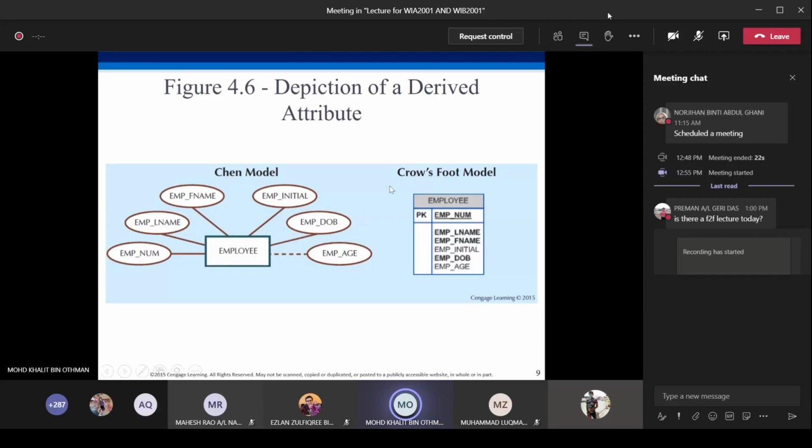But for the Crow's Foot model, there is no way of distinguishing a derived attribute from the other attributes. So only in the Chen model can we see the difference between a derived attribute and other attributes, where a derived attribute is indicated by a dashed line. Okay, let's see an example.